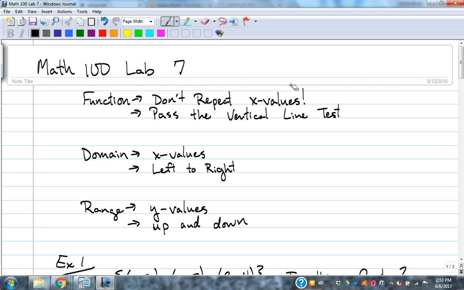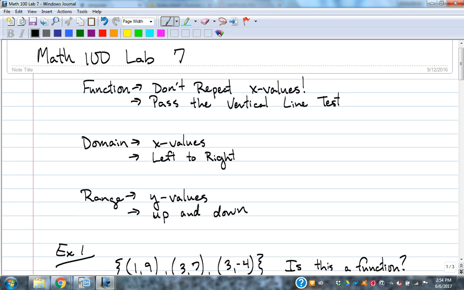If we're looking at a graph, then the function needs to pass the vertical line test, meaning that any vertical line placed on the graph can only touch the graph in one place. If it touches it in more than one place, then it fails the vertical line test and is thus not a function. With functions, we're going to talk about their domains, which are the x values moving left to right on a graph, and the range, or y values, moving up and down on the graph. So we're going to look at a few examples of those.